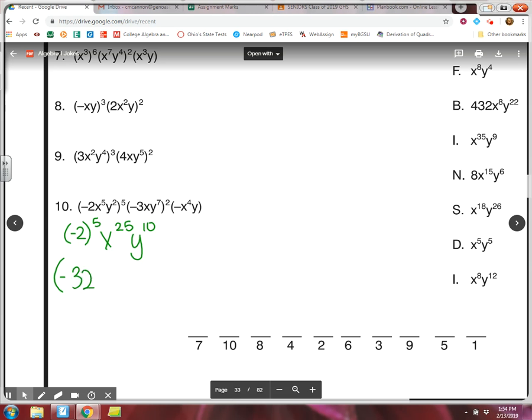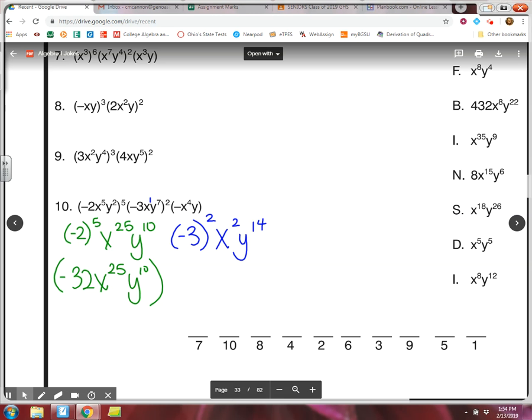Should be -32. How is everybody with the first parentheses? Good? Do we have a coefficient in the second parentheses? What is it? So net -3 needs to be raised to the second. All right, what are you going to do with your x's? So remember, there's a 1 on there, so that'll be x to the, and y to the, okay.